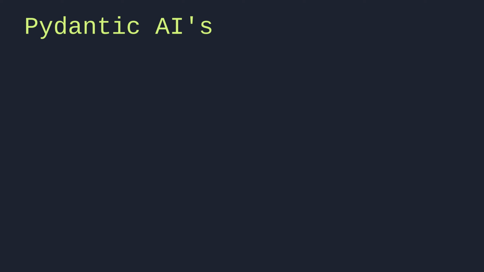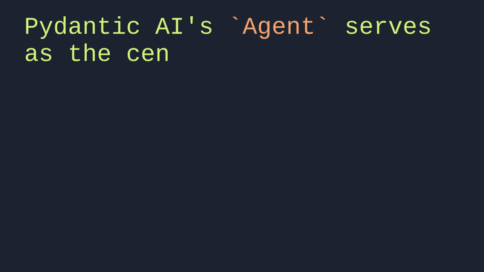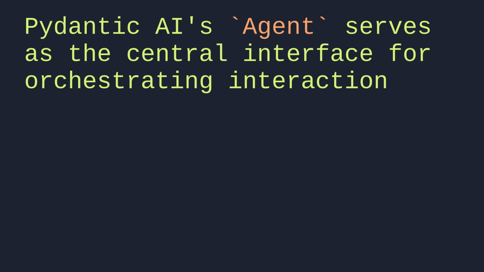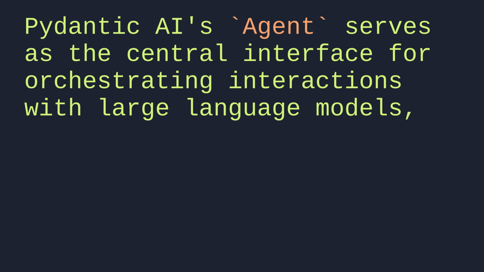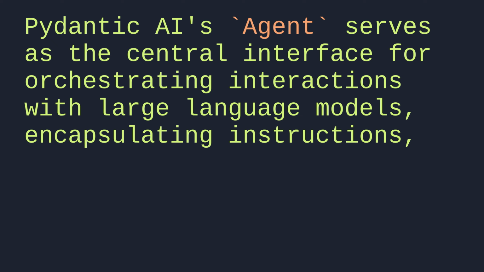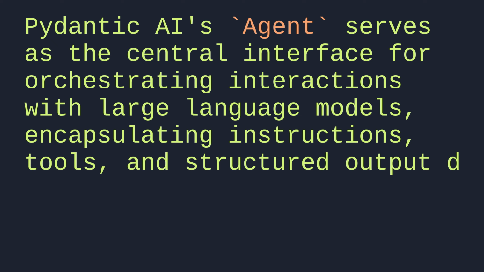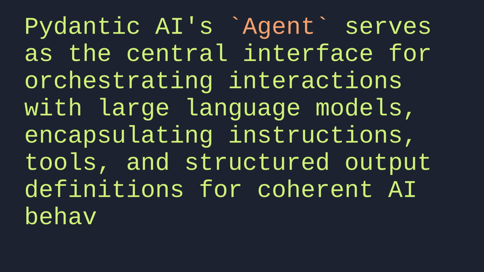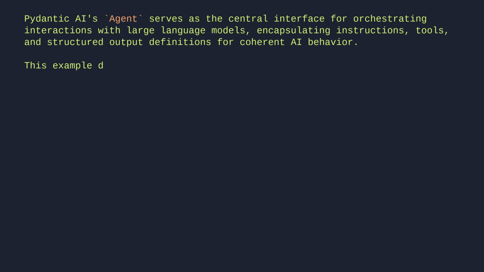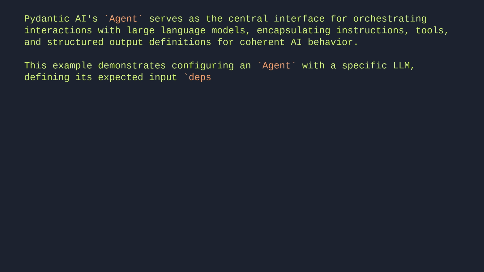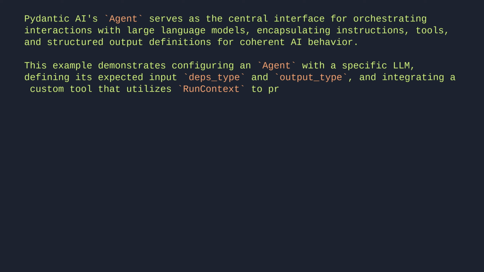Pydantic AI's agent serves as the central interface for orchestrating interactions with large language models, encapsulating instructions, tools, and structured output definitions for coherent AI behavior. This example demonstrates configuring an agent with a specific LLM, defining its expected input, DEPS type, and output type, and integrating a custom tool that utilizes RunContext to process dynamic input during synchronous execution.